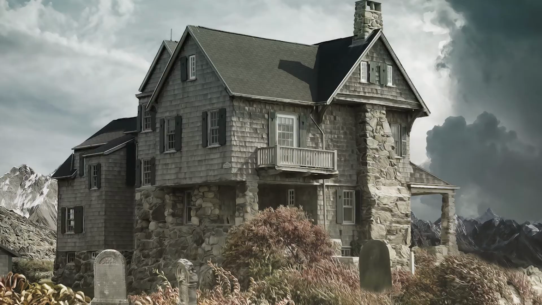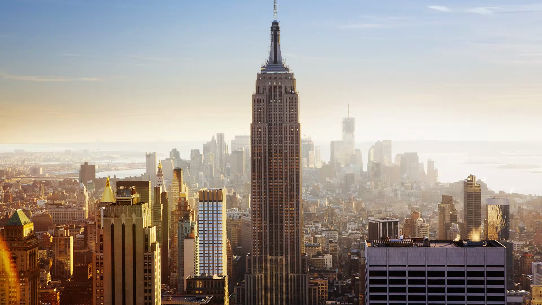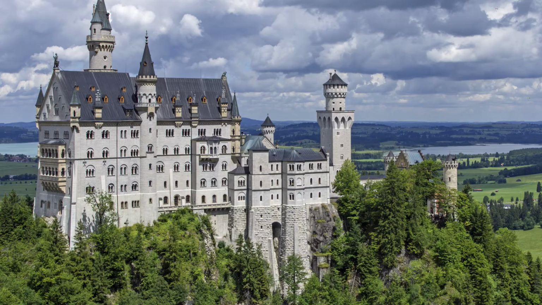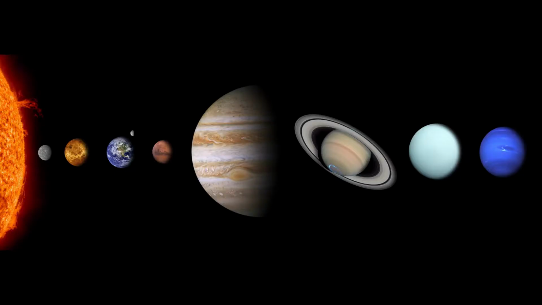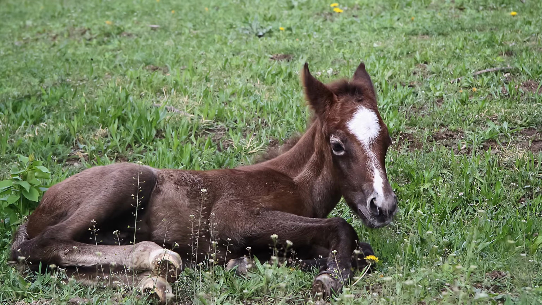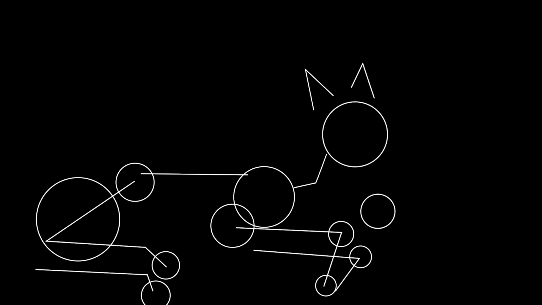Next question. What kinds of things can we build using these simple straight-edged shapes and circles? What comes to your mind? I'm thinking houses, skyscrapers, chairs, castles, wagons, ponies, planets. Wait, go back one. Ponies? Who wrote this script? What would a pony look like if you made it with straight lines and circles?